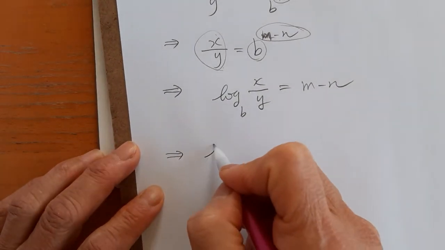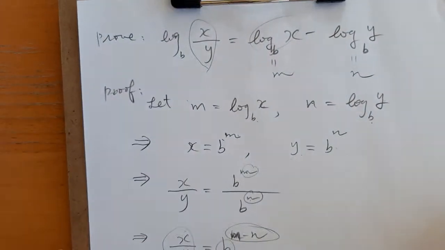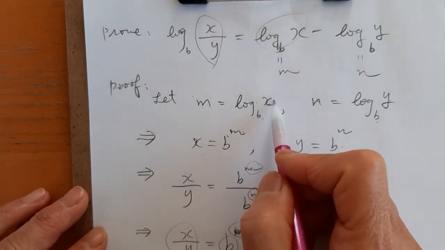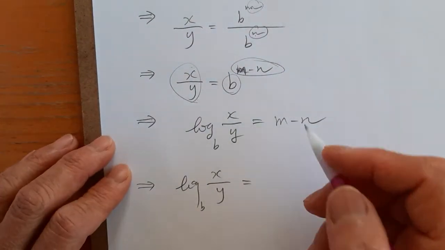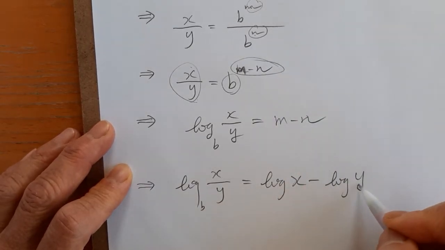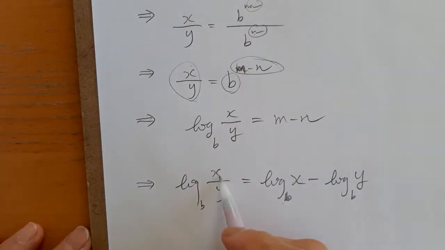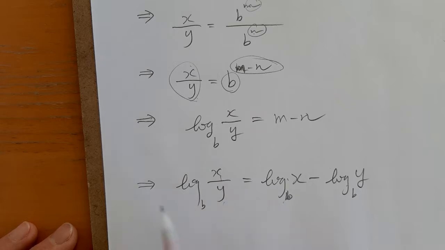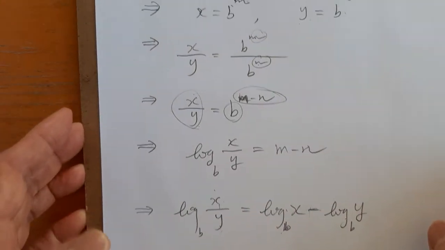Then log base b of x over y. What is m? Because we let m equal log x and n equal log y, plug back in. m is log x, n is log y, and both base is b. And we got it proved. Quotient rule is subtraction. Product rule is addition. Quotient rule here is subtraction. And then we can prove the power rule.